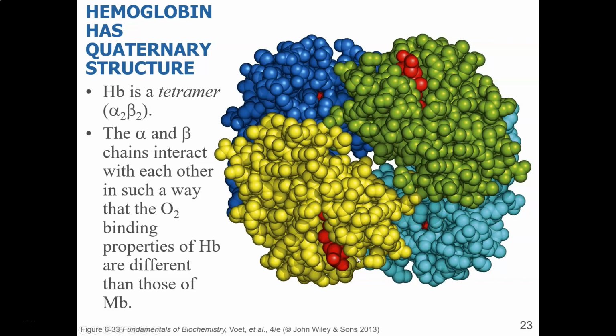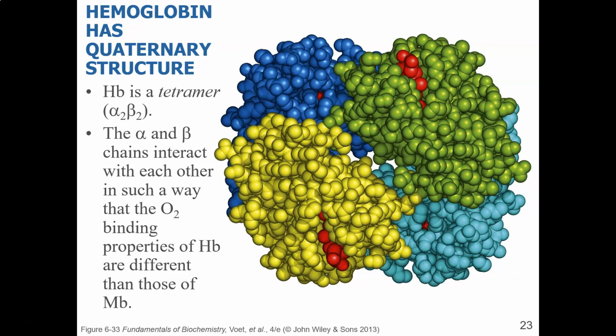So hemoglobin is a tetramer. It has quaternary structure, whereas myoglobin didn't because it only had 1 chain. So we use alpha 2, beta 2. That's the stoichiometry. So 2 alpha chains that are identical and 2 beta chains that are identical to each other, but not the same as the alpha chain.